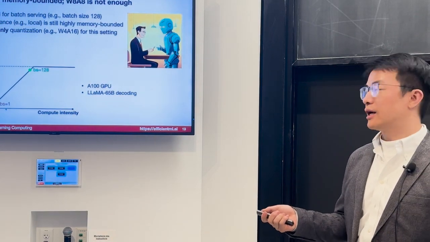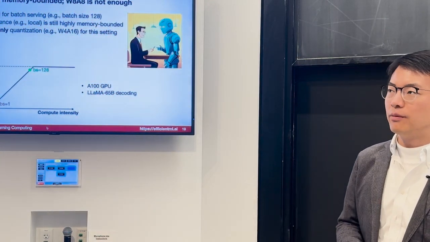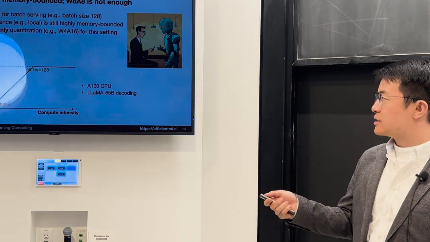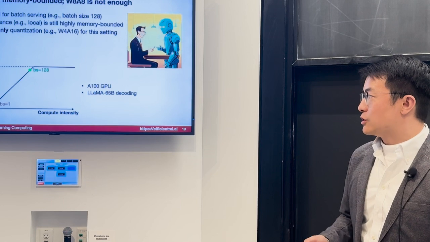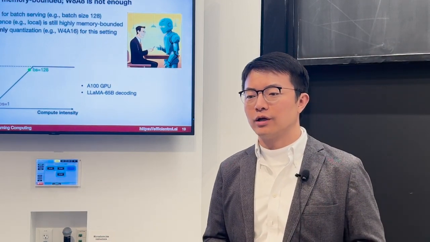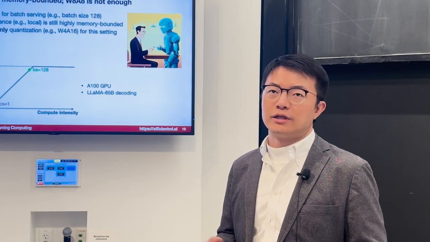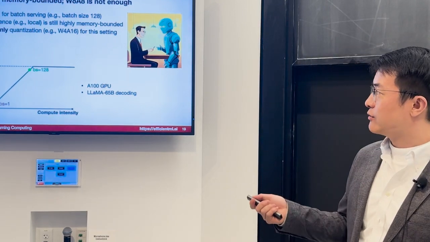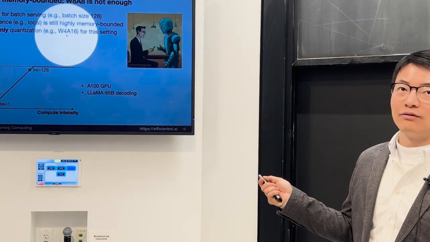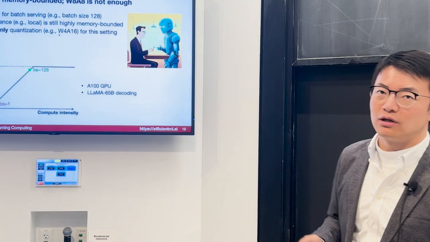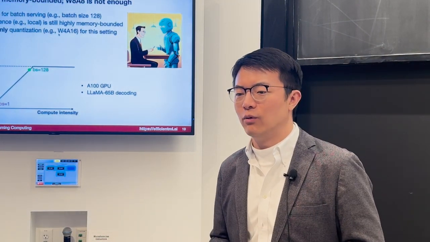Here the x-axis is the compute intensity: fetch 1 byte of data, how many flops you can do. The y-axis is the teraflops per second. We need low-bit weight-only quantization for this setting because the activation is not the bottleneck here. Weight is the bottleneck in single batch serving. That's why we quantize the weight to the extreme and leave the activation in 16-bit, and also leave the arithmetic in 16-bit, since for low batch, arithmetic is not the bottleneck, but weight is.